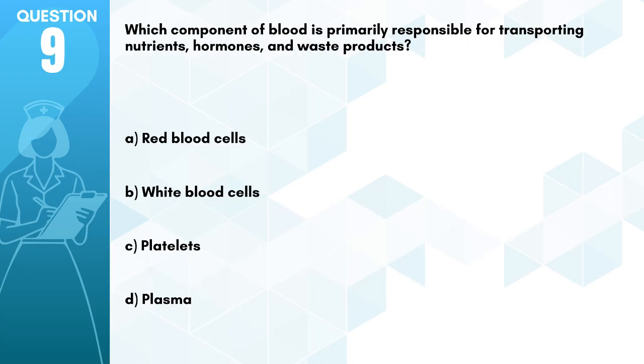Question 9. Which component of blood is primarily responsible for transporting nutrients, hormones, and waste products? A. Red blood cells, B. White blood cells, C. Platelets, D. Plasma.